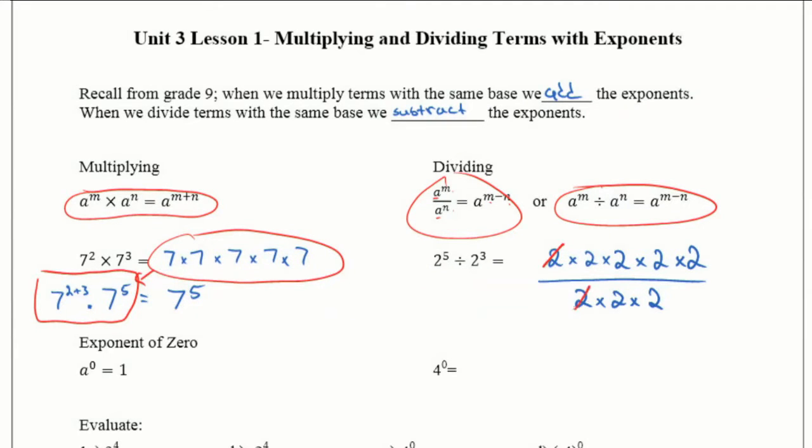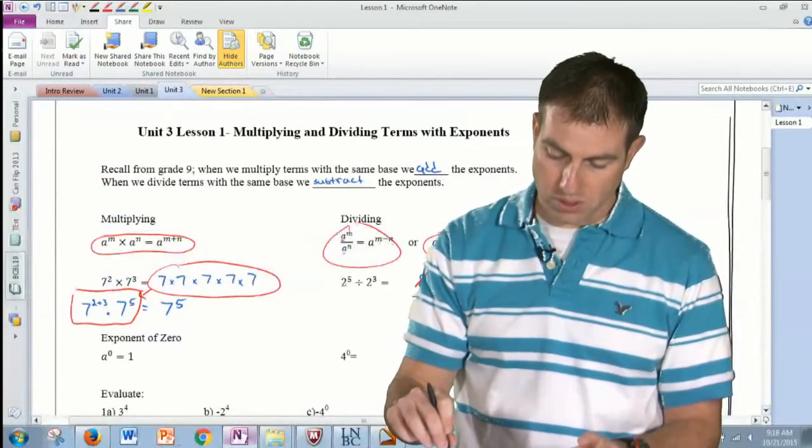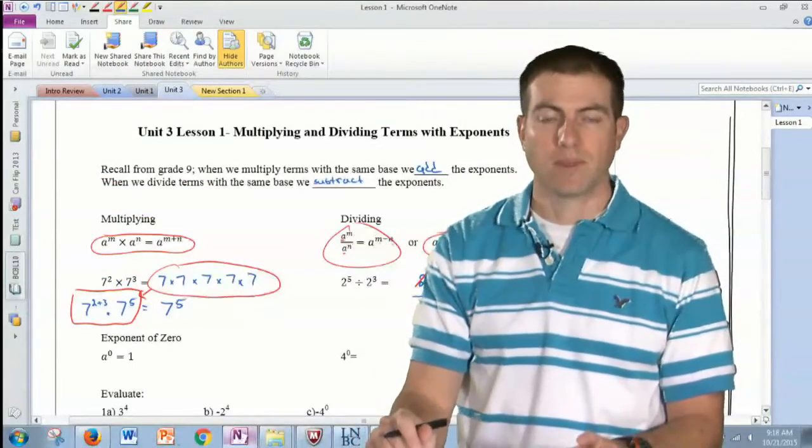This 2 divided by this 2 is just going to give me 1. This 2 divided by this 2 is just going to give me 1. And this 2 divided by this 2 is just going to give me 1. So what I'm going to be left with is 2 to the power of 2. And I'm happy with that. 2 to the power of 2. I could write it over 1 if I wanted. I don't always need to. So what I usually would just write it as 2 to the power of 2.